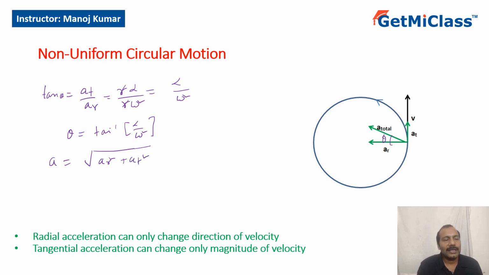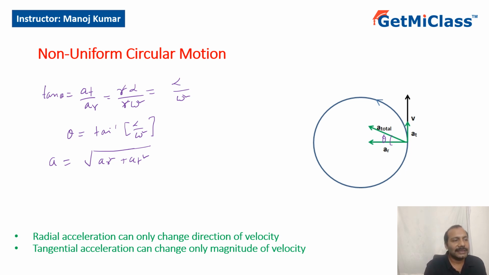So that means in case of non-uniform circular motion, the acceleration is not directed towards the center like in uniform circular motion. Because there is change in magnitude of velocity as well as direction of velocity, we have a radial acceleration which is responsible for changing direction of velocity, and tangential acceleration which is responsible for change in magnitude of velocity. These are very important points that you have to remember. Radial acceleration can only change direction of velocity, and tangential acceleration can only change magnitude of velocity.